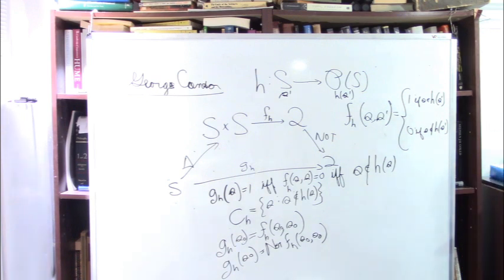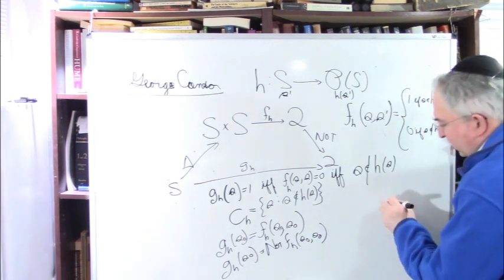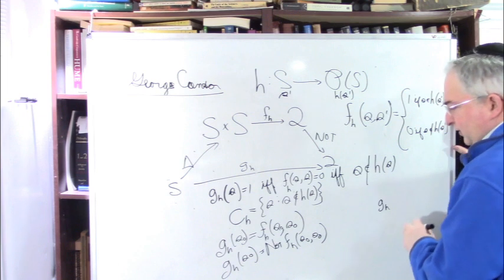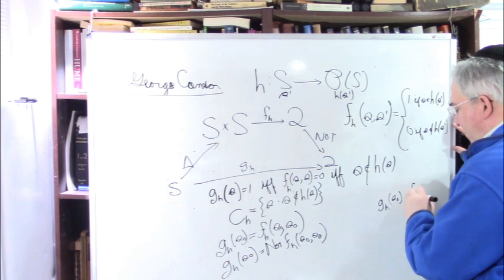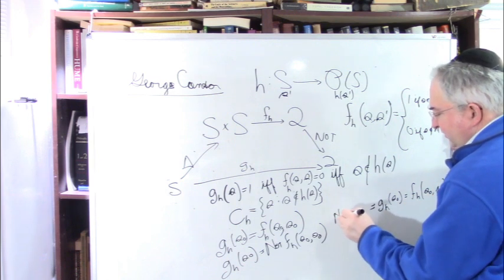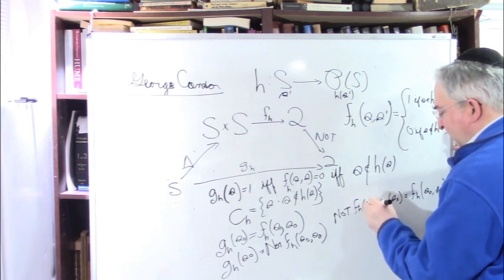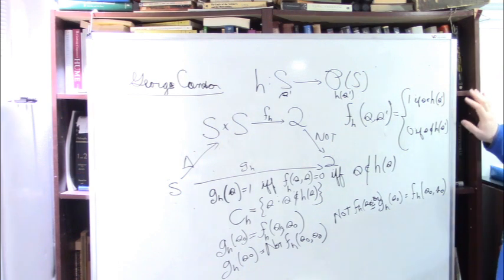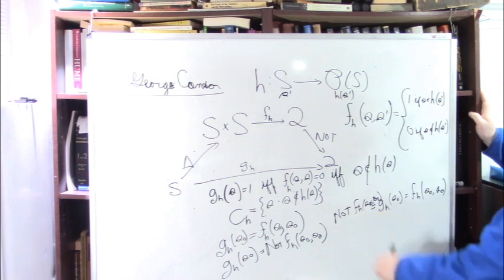Okay? I'd like to write it one other way, because we're going to see it another way. G of H on S0 is equal to F of H of S0, comma S0, which is equal to not F of H, S0, comma S0. Now that's a very strange thing: F of H S0, comma S0 is equal to not F of H of S0, comma S0.